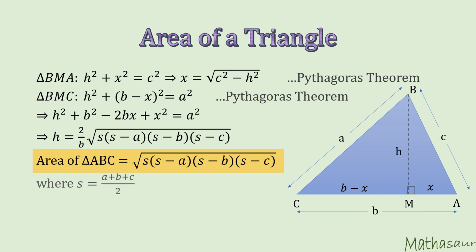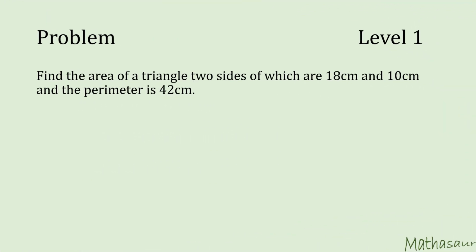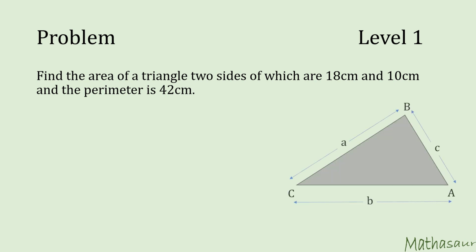Now this formula for area of a triangle that uses the sides of this triangle is known as Heron's formula. Let us see how we can apply this formula to a few problems. Find the area of a triangle, two sides of which are 18 centimeters and 10 centimeters, and the perimeter is 42 centimeters. So we have a triangle ABC. Let us call two of its sides, A as 18 centimeters and C as 10 centimeters.